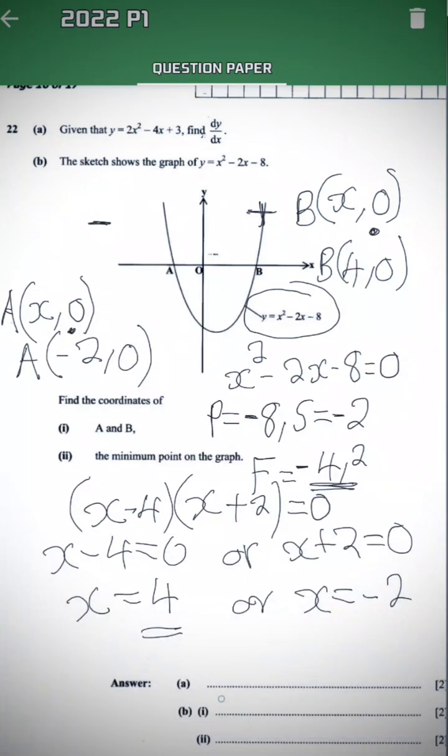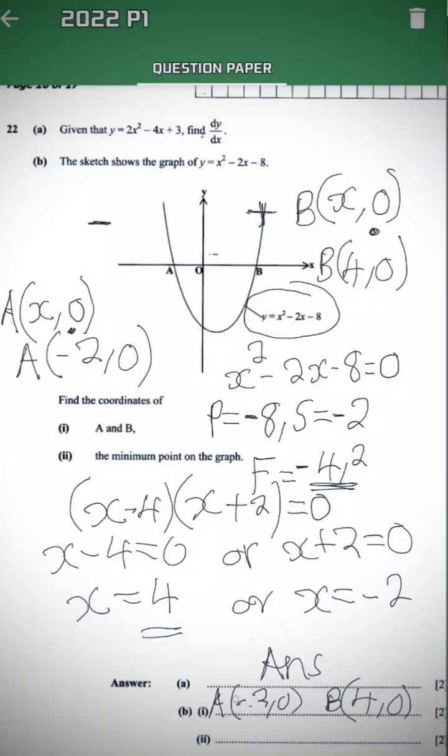So we've answered this question. We know that A is equal to -2, 0, and B is equal to 4, 0. You write those. We answered the first question, and you also write your answer here. Even the ones we are going to answer, all the answers should be put here.